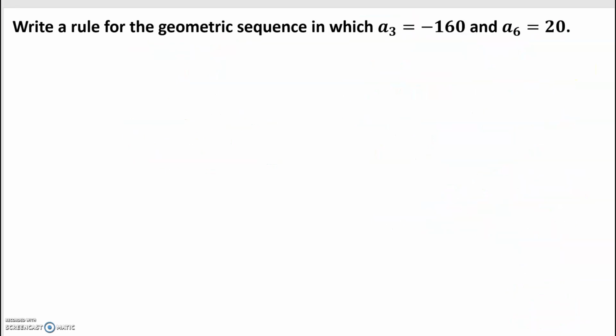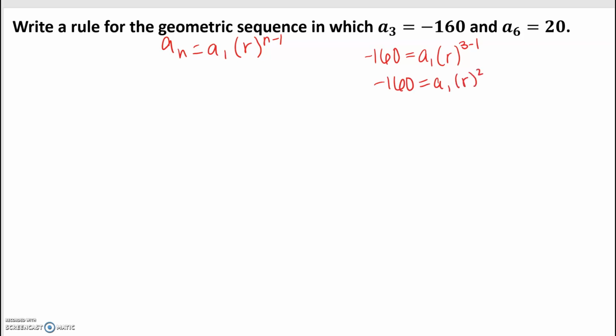Okay, for the last example, it's going to be very similar. So again, I am using that original formula to help me out. I don't know a whole lot, but I'm going to plug in what I do know. So for this first one, I'm going to have negative 160 equals my first term times r to the 3 minus 1 power. So negative 160 equals a sub 1 times r squared. And then I'm going to do the same thing for the next term, or the sixth term, because that's what I'm given, sixth term. So I have a sub 1 times r to the 6 minus 1, which is going to be r to the fifth power.